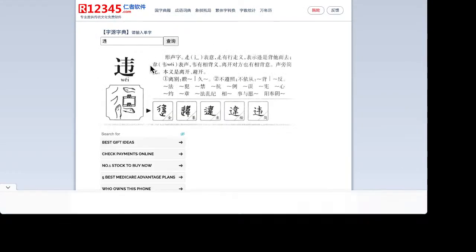So let's take a look at this character. Now this one, you can see on the bottom there's a road and there's a feet, so that means action. That means walking. And on the top is the character called 为. 为, of course, is representing the sound, but also 为 on the top has a meaning of going against or going the opposite direction. So put together, that means you are walking away, walking in the opposite direction. So that means you are disobeying or going against. Okay, so this is this character.